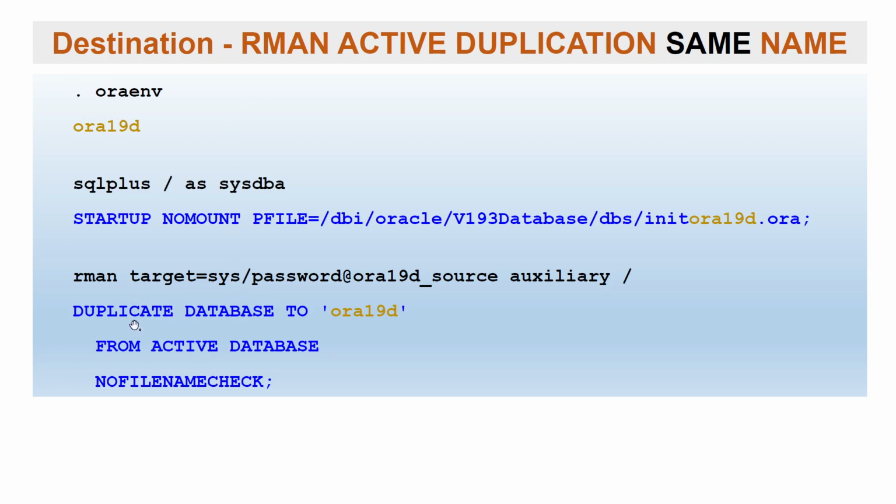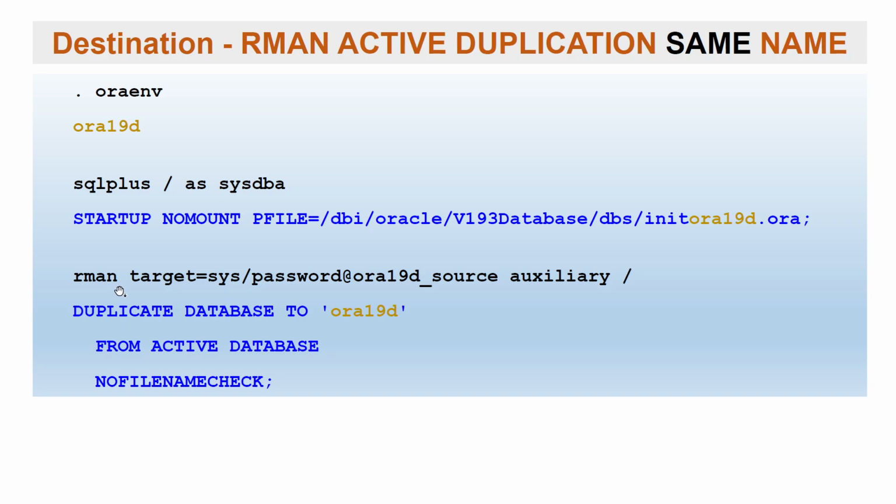So what we are saying here is duplicate database to Aura19D from active database, nofilenamecheck. This command will do the magic of copying the database files, the control file, etc. over the network, and it will perform the RMAN active duplication.